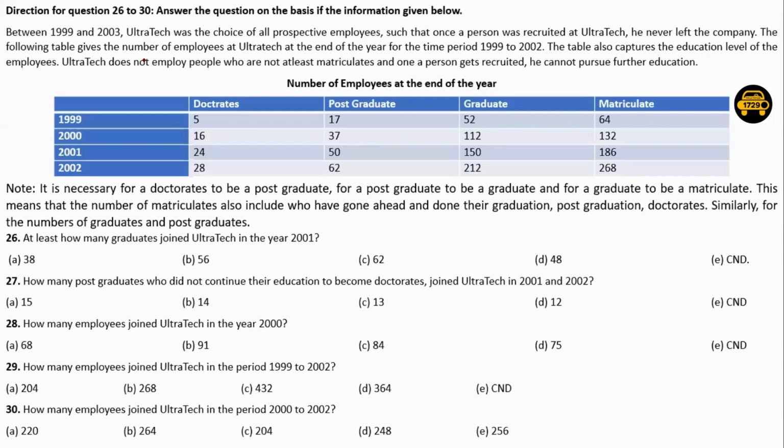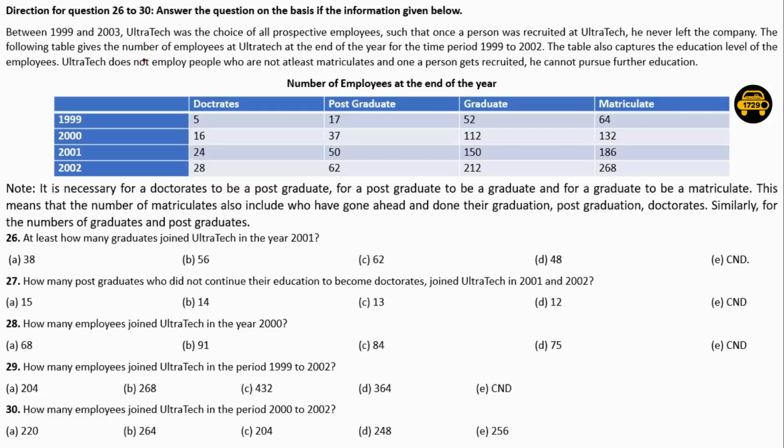Between 1999 and 2003, Ultratech was a choice of all prospective employees such that once a person was recruited, they never left the company. The following table provides the number of employees in Ultratech at the end of the year, for the time period 1999 to 2002. The table also captures the education level of employees. Ultratech does not employ those who are not at least matriculates. Once a person gets recruited, he cannot pursue further education.